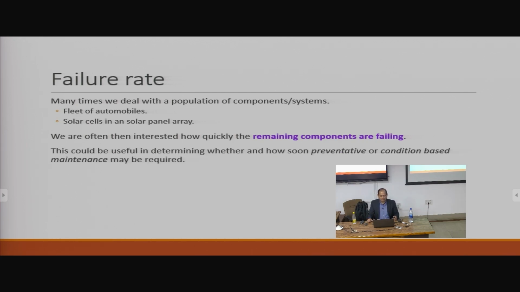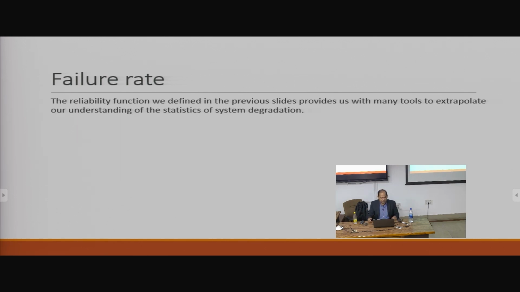With that, we can make decisions on whether we should be doing preventative or condition-based maintenance, whether we need to replace the system or systems or components. So therein develops the concept of failure rate. The reliability function we have defined already gives us a lot of tools. We can extrapolate from that many things about the statistics of a system failure, their operation, and so on and so forth.